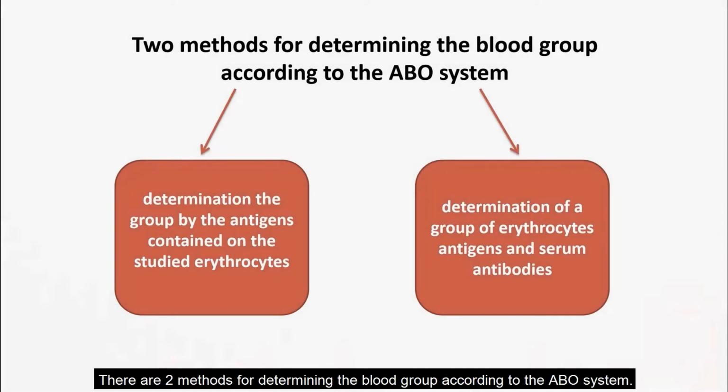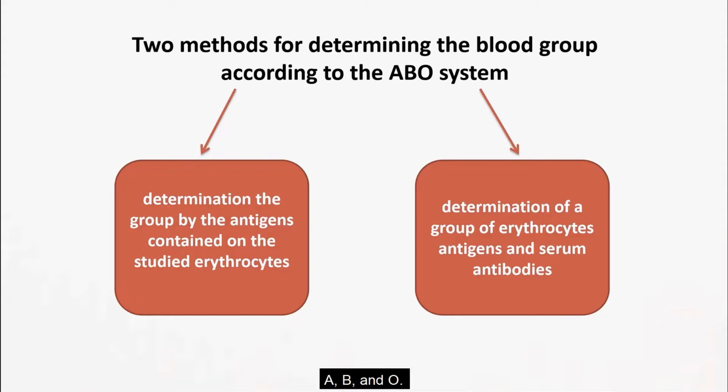There are two methods for determining the blood group according to the AB0 system. The first method is to determine the group by the antigens contained on the studied erythrocytes. In this case, standard isohemagglutinating serums or teleclones are used for the study. The second method is based on determining a group of erythrocyte antigens and serum antibodies. In such a study, standard isohemagglutinating serums, teleclones, as well as standard erythrocytes of blood groups A, B, and 0 are used.